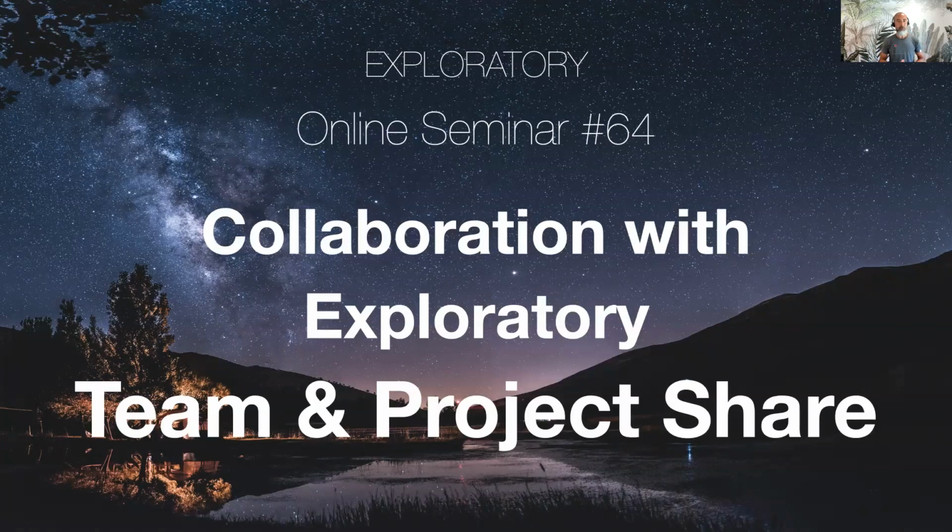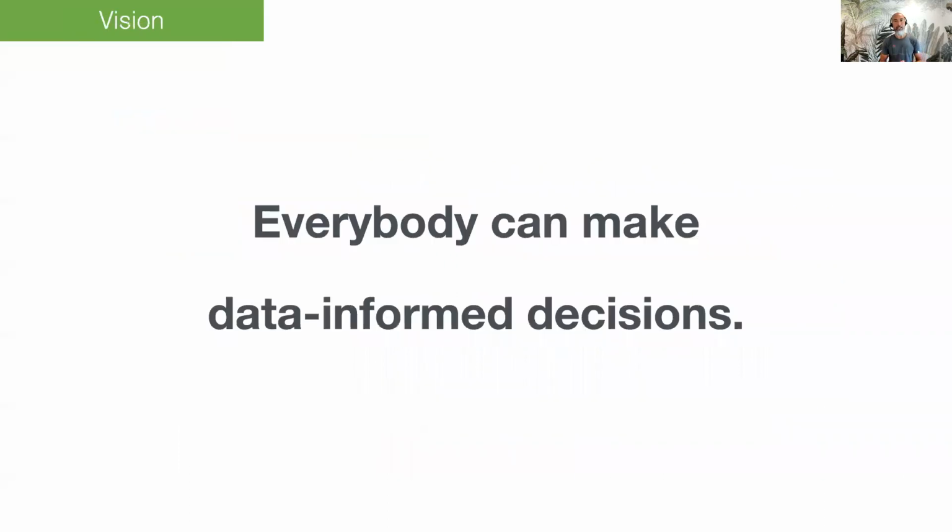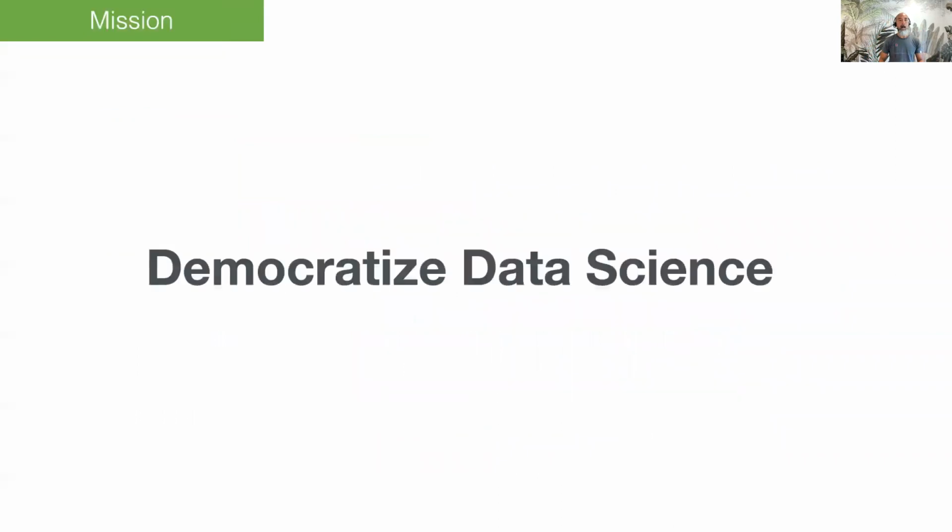Okay, so let me introduce myself. My name is Kan Nishida, CEO at Exploratory. We started Exploratory in 2016 to democratize data science. Since then, we've been building this tool called Exploratory to make data science easier and more accessible. We also provide seminars and training to share our knowledge and skills so that more people will be able to use their own data to make better decisions. So our vision is that everybody can make data-informed decisions, and to do that, we think our mission is to democratize data science.